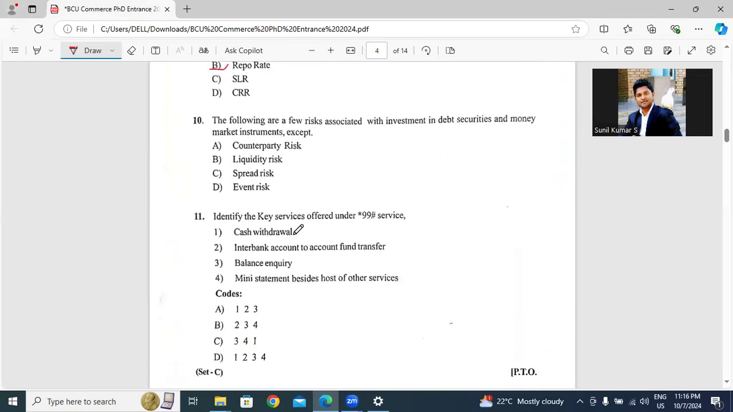Next, 10th one. The following are the few risks associated with investment in debt securities and the money market, except, which is the answer for this? Actually, the answer for this is counterparty risk. You can have liquidity risk, spread risk, and event risk, but you don't have counterparty risk. Actually, the answer is counterparty risk.